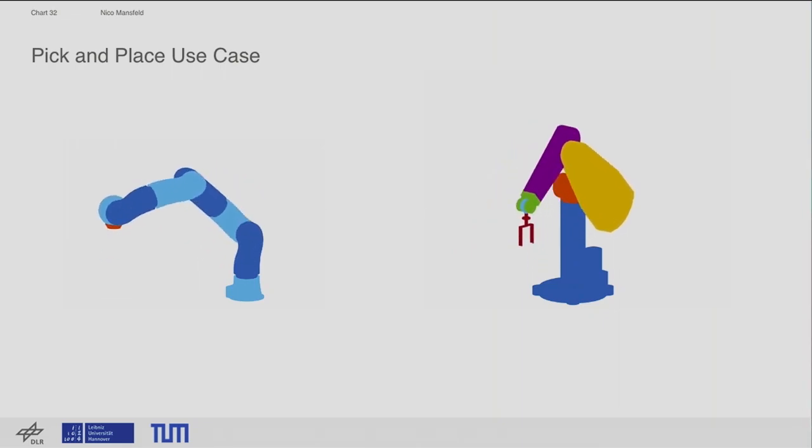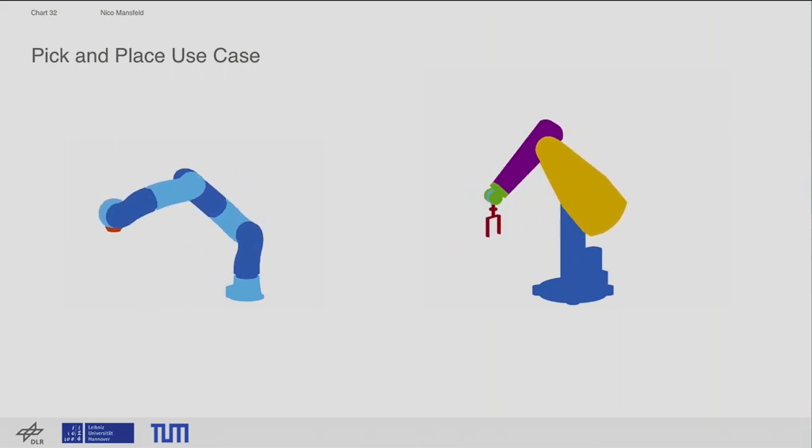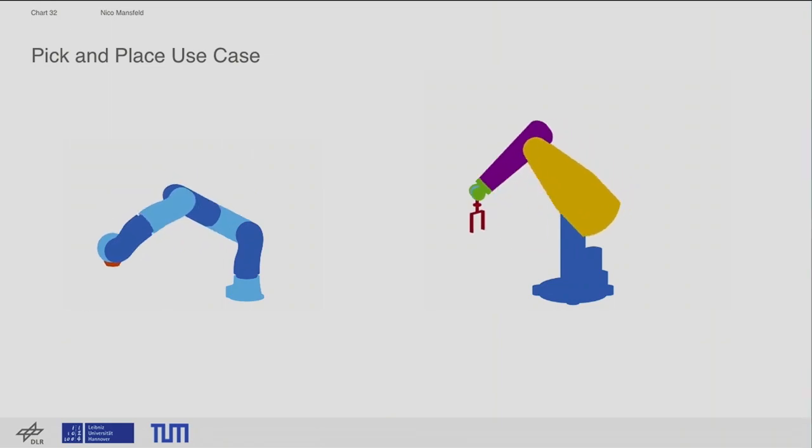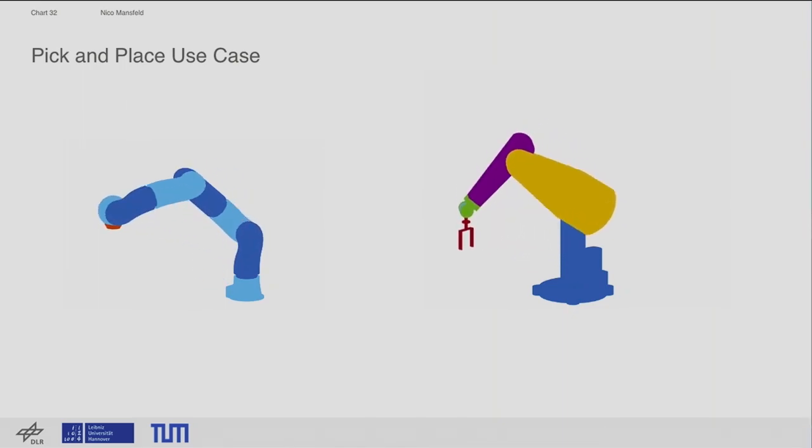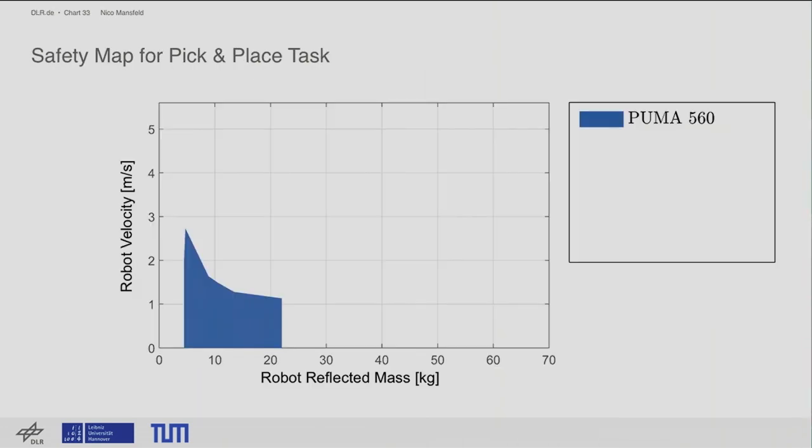Okay, so let's consider a pick and place task now. So we want to compare both robots for a standard pick and place task, and we also compare them to the injury data that we collected. So this is the mass velocity representation of the Puma. This is the representation of the lightweight arm, and here we can see directly that the lightweight arm has typically lower reflected masses and lower velocities.